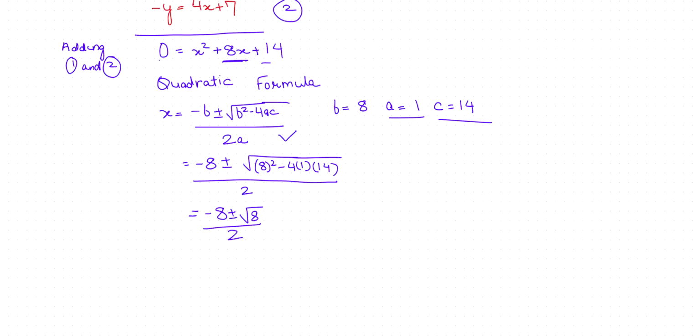When we simplify, we get this. Now we see that we can factor out 2. So these are the two values of x, and we'll substitute each of the two values and we will get the value of y.